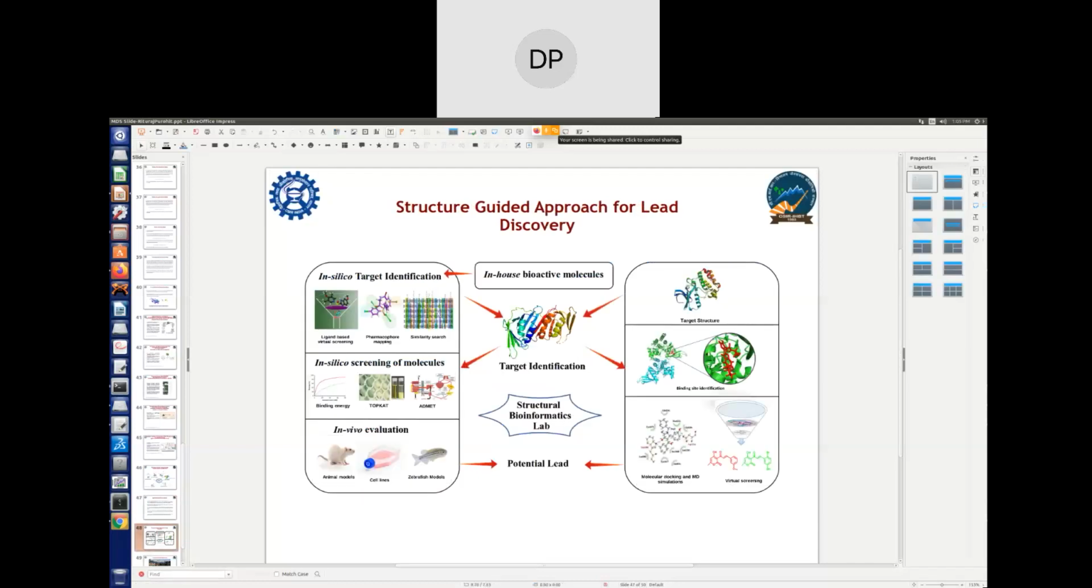So this is our lab in ISBT Palampur, and we are doing structural bioinformatics tasks where we are screening molecules against suitable targets. If we have the molecules, we are performing ligand-based screening, and if we have a particular disease, or if we want to design some molecule, we are doing structure-based screening also. And after screening all these molecules, we generally test those molecules in in vivo evaluation and cell lines. So this is the entire flow of our laboratory.